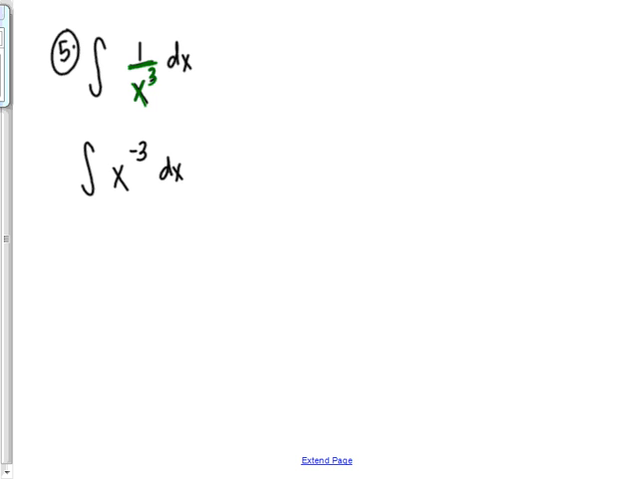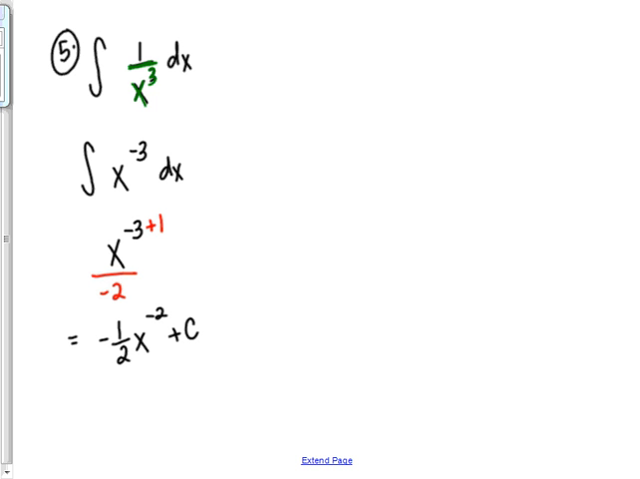What you want to do is bring them to the top. All right, so again, here we go. Ready to start. I'm going to add 1 to it. What do you get if you add negative 3 plus 1? You get negative 2, so that's what I divide by. So my answer would be a negative 1/2 x to the negative 2 plus c.